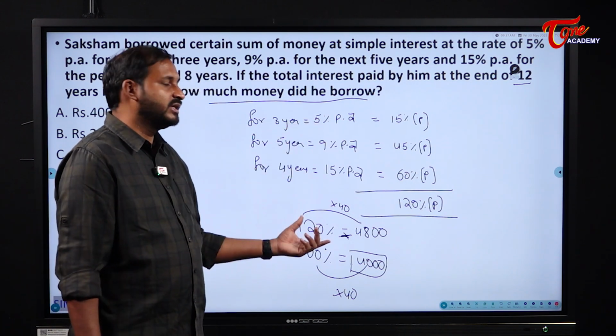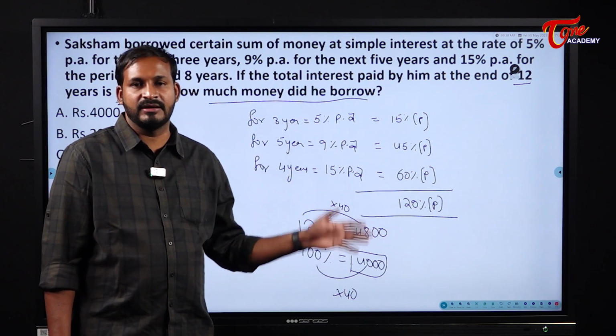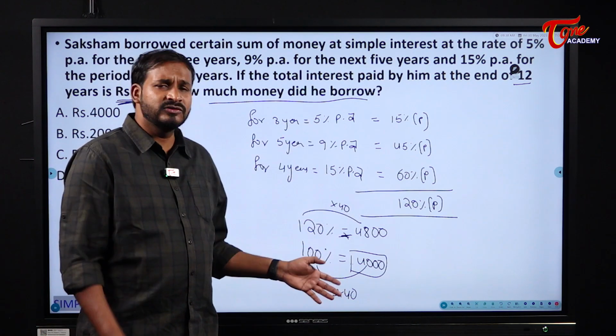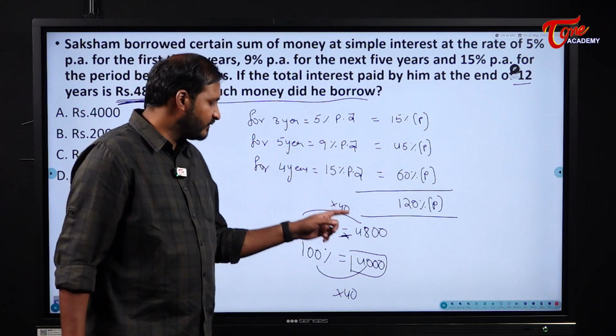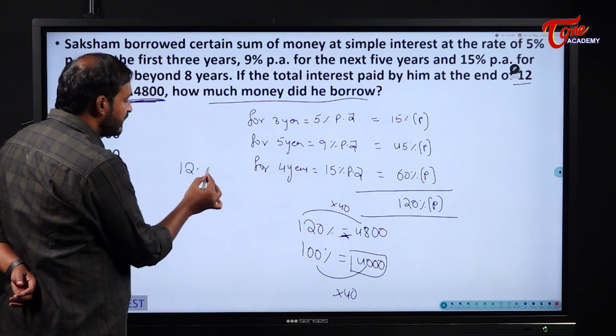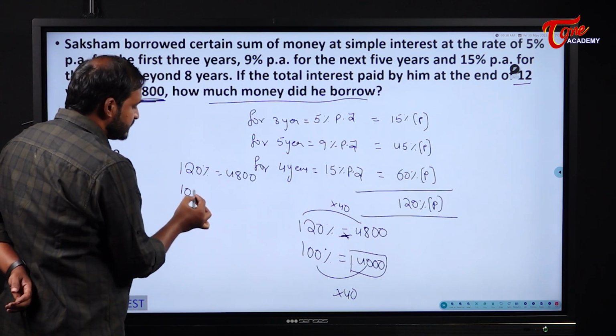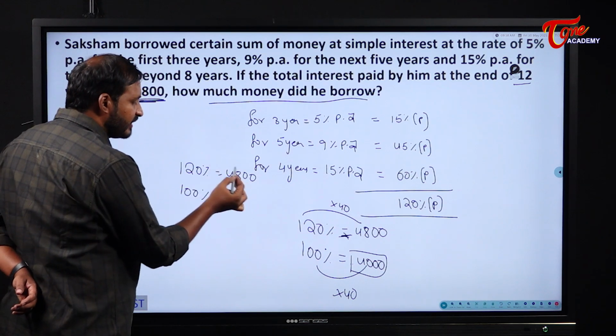If you are really good in this area, fine; else what you need to do is PTR by 100 plus PTR by 100 plus PTR by 100, and it looks very lengthy. Instead of that, this is very, very easy. And students, one more thing. If you are able to identify it, 120% is equal to 4,800 and 100% is equal to what? If you were able to identify the relation, good.